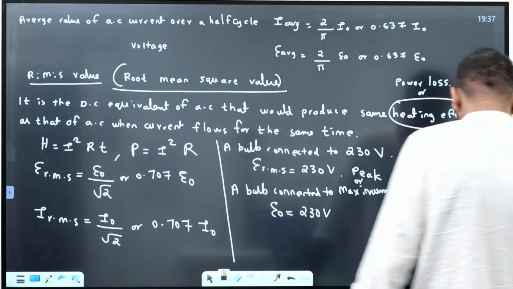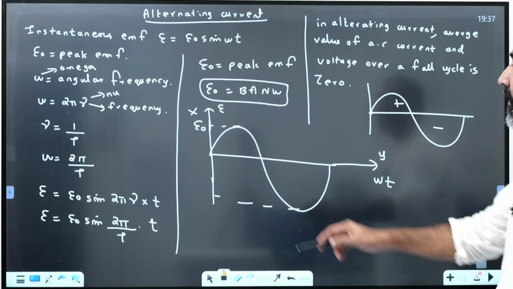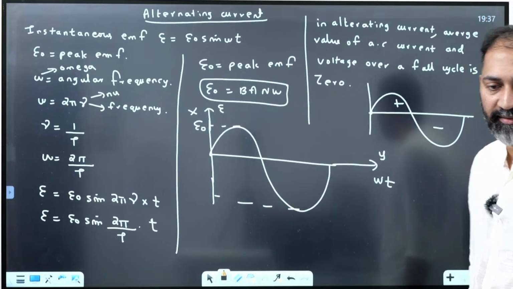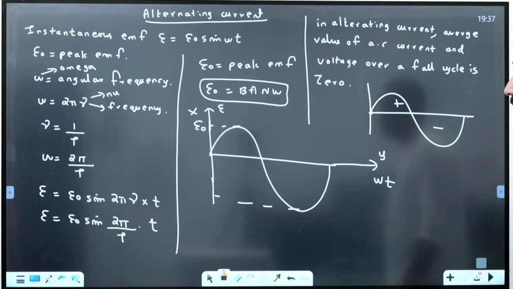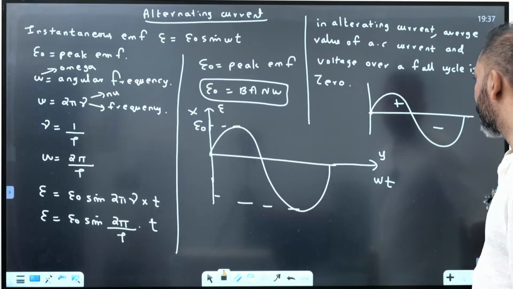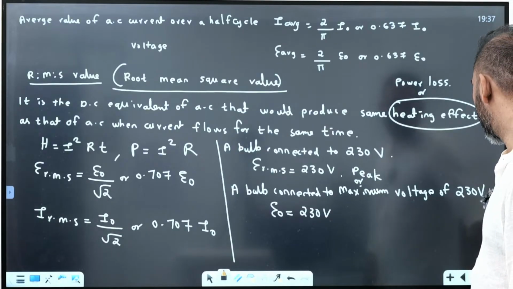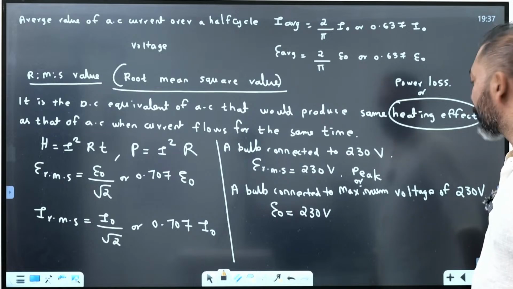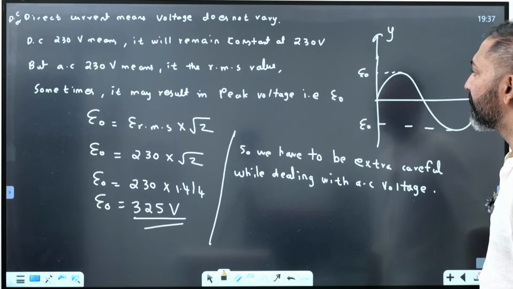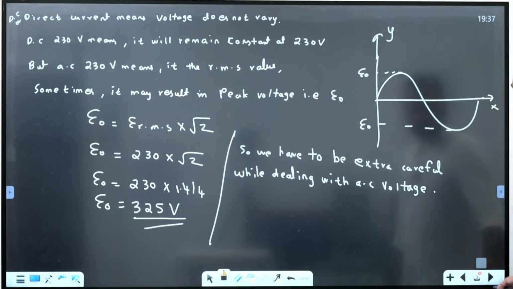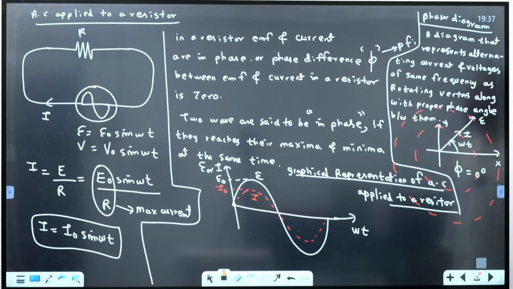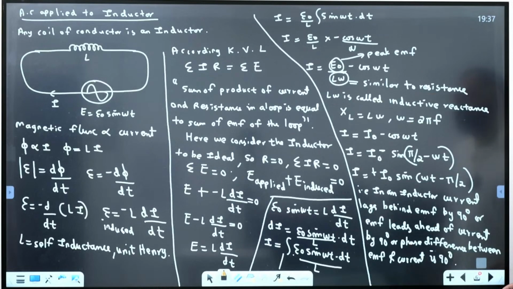Last class we started AC. We have seen total value of AC over a complete cycle is 0. So we are going forward. RMS value. It is a DC equivalent of AC that would produce same heating effect as that of AC. Then we have seen AC applied to resistor, AC applied to capacitor, AC applied to inductor, right?